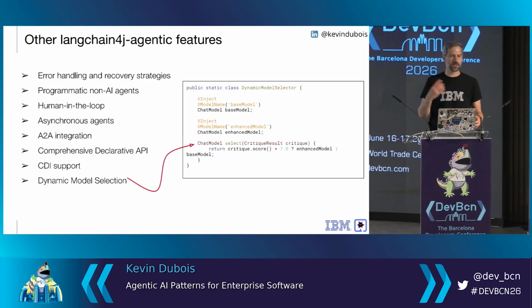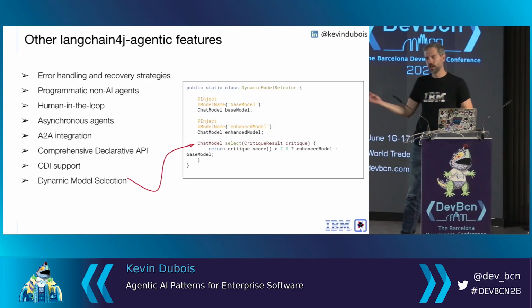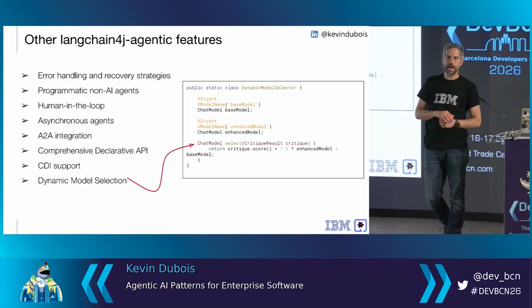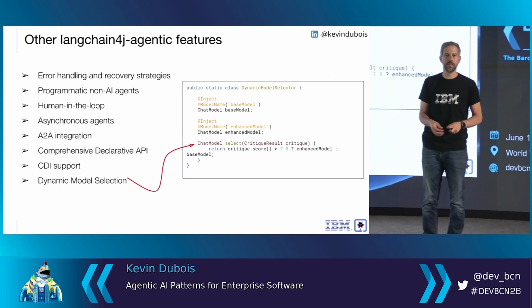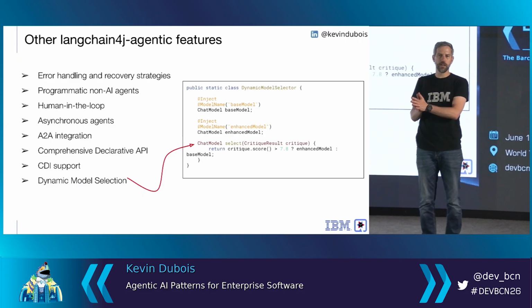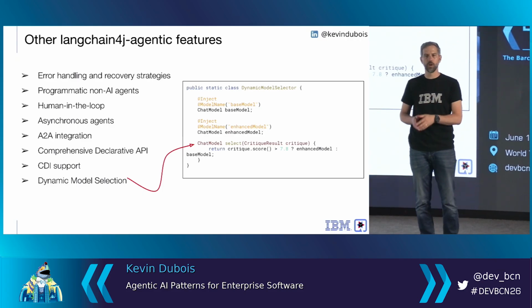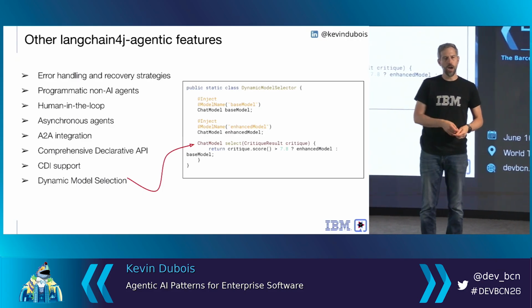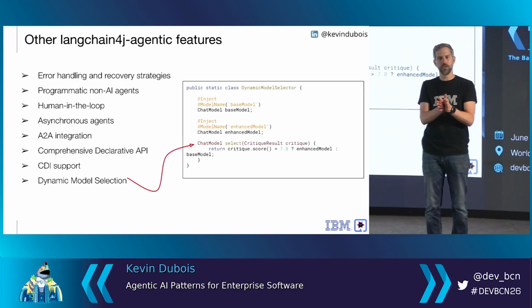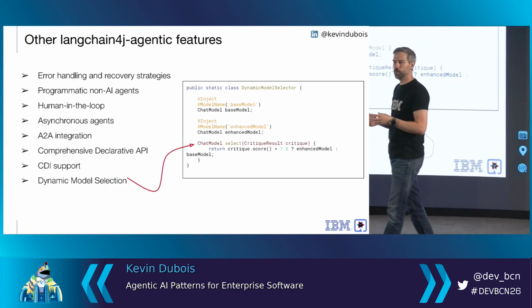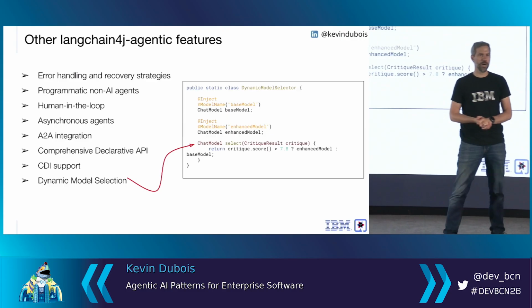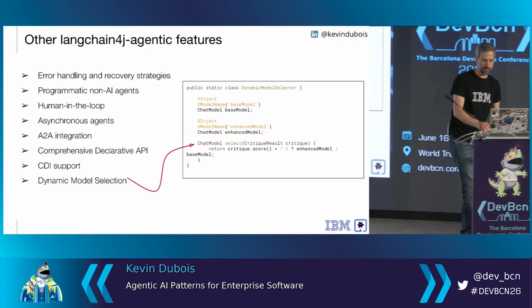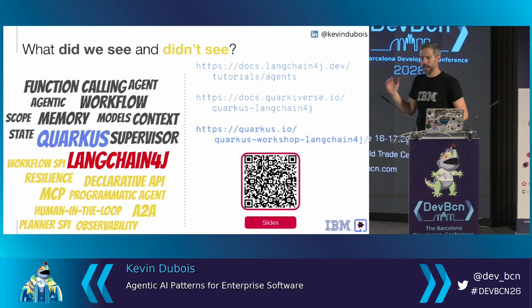You can use CDI, so dependency injection. And one new feature that we recently added is dynamic model selection. Based on specific criteria, use different models for an agent. Basically, if the input is something simple, then use a simple model for this agent. If the request is more complex, then use a more complex model, so you can probably save some money this way. So that's it.